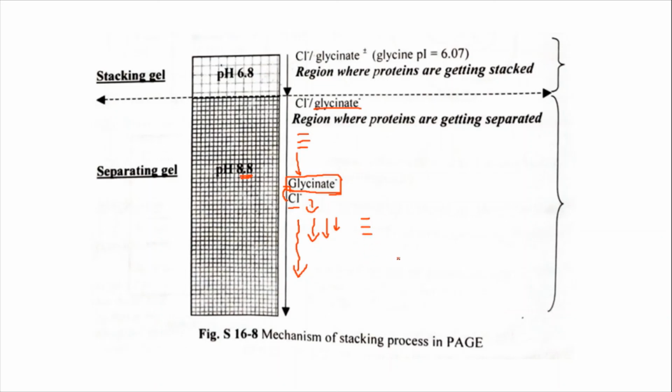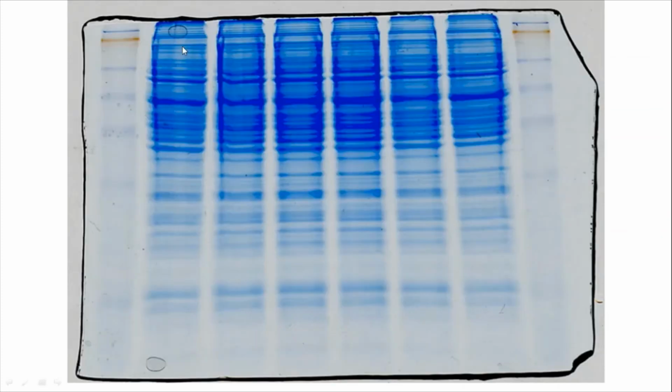This process was happening at the stacking gel. You know very well that proteins are colorless. So how do we identify where they have migrated, and also calculate the Rf value? For this purpose we add Coomassie blue dye to the sample in the form of sample loading buffer. This Coomassie blue indicates where the proteins have migrated, whether they have crossed the interface between the stacking gel and separating gel.